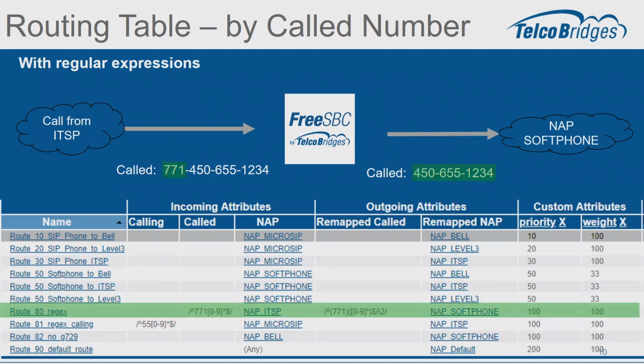The call in this case is coming from ITSP, and we have a prefix, right? So a prefix was put maybe by a soft switch or another system, and we can route according to this prefix, 771, and you see there is a regular expression in the route. We use Perl regular expressions to create those rules, and you can configure that to choose the routes. And then at the remap called, we remove this prefix because we don't need it anymore on the outgoing calls, and it will be redirected to the soft phone network.